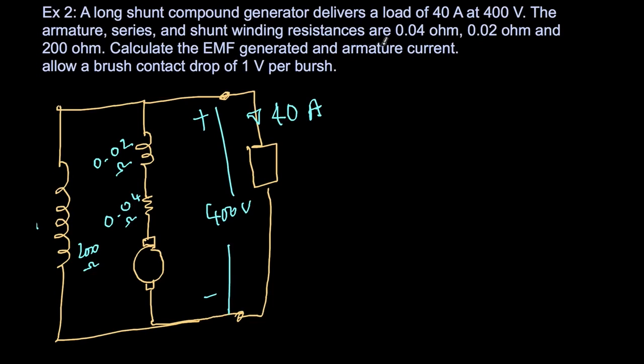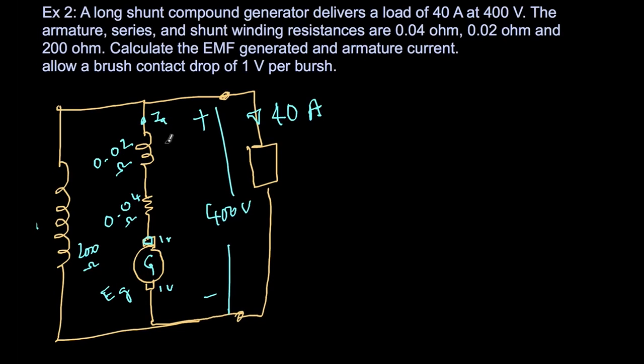Okay, calculate the EMF generated and the armature current. Allow the brush contact drop of 1 volt per brush. So here, I'm just symbolically showing brushes. There is a 1 volt drop here and 1 volt drop here. So typically the voltage drop at the two main brushes is like that. Now the question is, find out the generated voltage EG and the armature current IA.